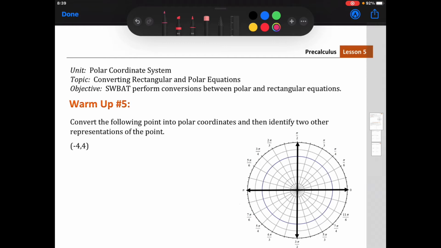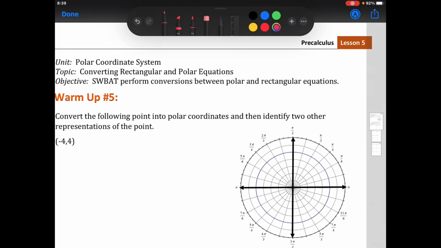The warm-up says convert the following point into polar coordinates and then identify two other representations of the point. So first of all, this is your rectangular point, which means this is your x coordinate and this is your y coordinate, right? I want to convert it into r comma theta. So what is r? The formula to find r was square root of x squared plus y squared, and theta was tan inverse of y over x, right? These were our two formulas, so let's substitute them in.